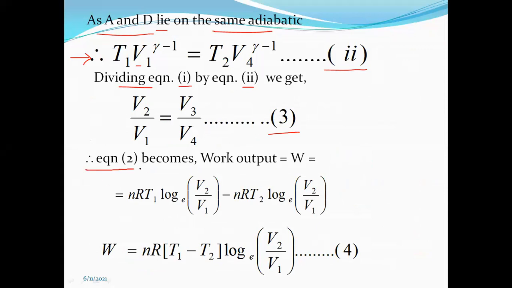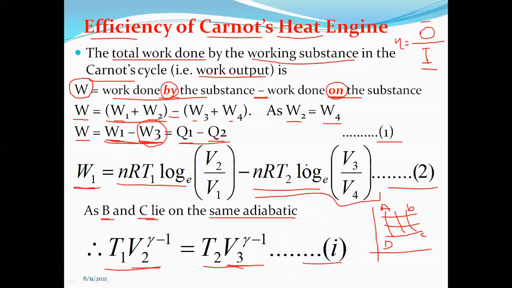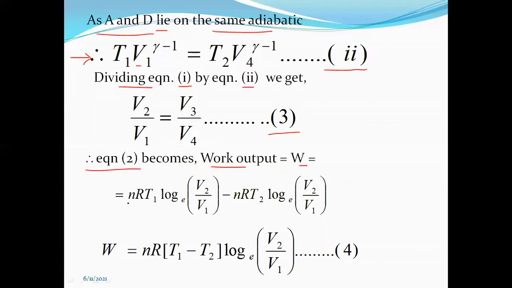Now, therefore, equation 2 becomes work output. Where is equation 2? This is equation number 2. It becomes work output. So nRT1 log to the base e V2 upon V1 is equal to nRT2 log to the base e V2 upon V1, since V2 upon V1, according to the third equation, is equal to V3 upon V4. Therefore, I can substitute V2 upon V1 instead of V3 upon V4.